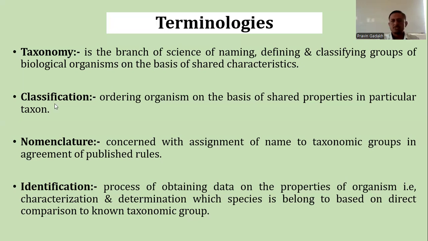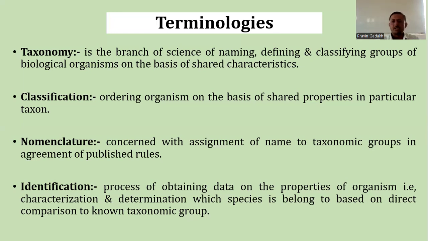Another terminology we can use is classification. What is meant by classification? It is nothing but an ordering of organisms on the basis of their shared properties in a particular taxon. So again, here one term comes, that is taxon. It is again one group of organisms, or major group of taxa, we can say. So in classification, we can properly arrange the organism where we have already studied its characteristics, and by using that, we can classify that organism among them, or we can organize that particular organism in that particular classification system. Another terminology, that is nomenclature.